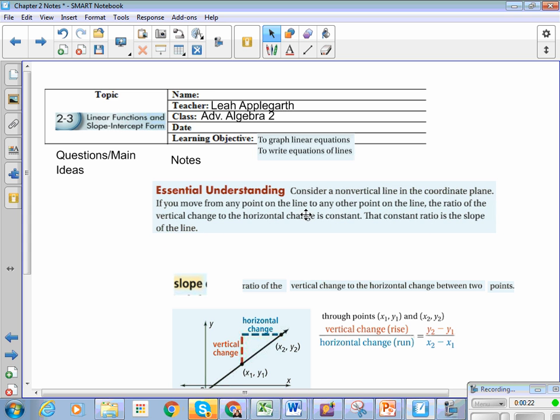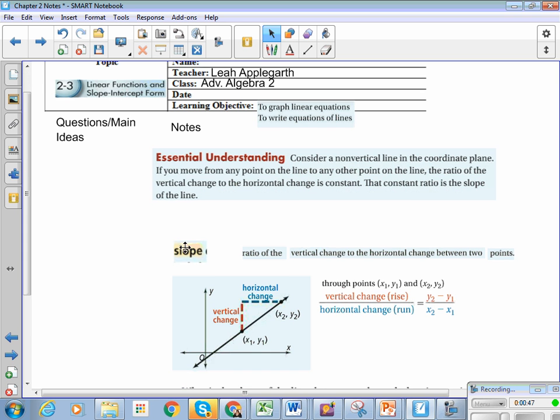So essentially today, we are going to consider a non-vertical line in the coordinate plane. If you move from any point on that line to any other point on that line, the ratio of the vertical change to the horizontal change is constant. That constant ratio is the slope of the line, which brings us to our vocabulary word, slope.